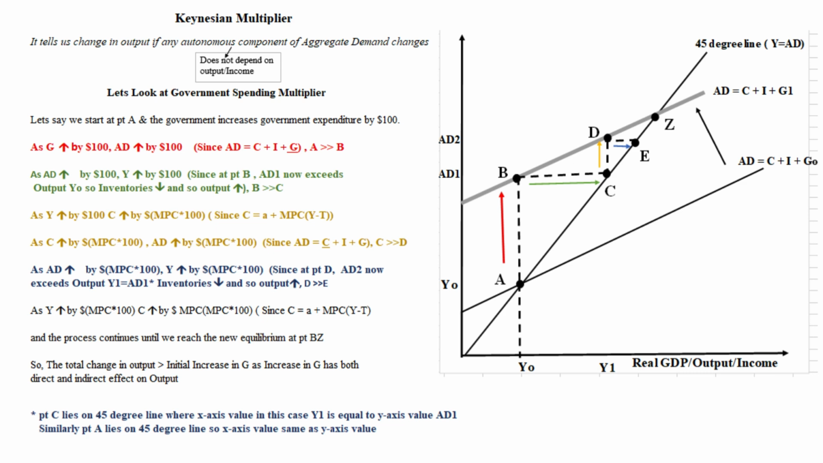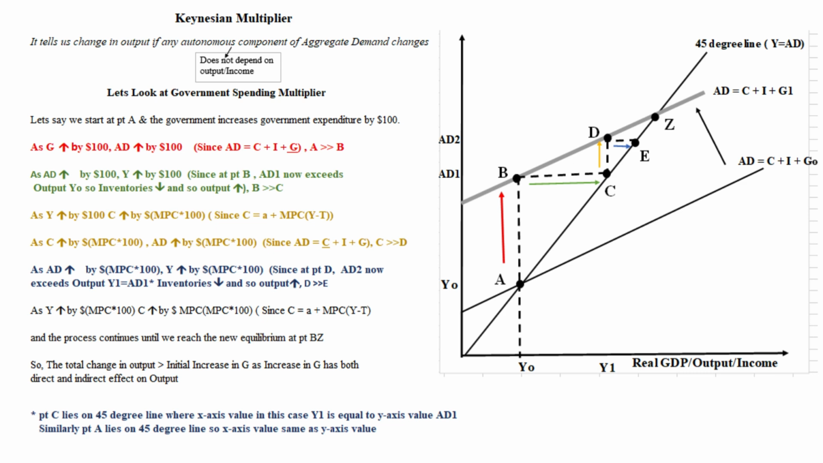Now, as output or income is increasing, this will also cause consumption to increase because consumption depends upon income. But we know consumption would not increase by $100, but it would increase by MPC times 100, because MPC tells us the change in consumption due to a $1 increase in disposable income, as C is given to us as A plus MPC times (Y minus T). So in this case, as income increases by 100, consumption is going to increase by MPC times 100.